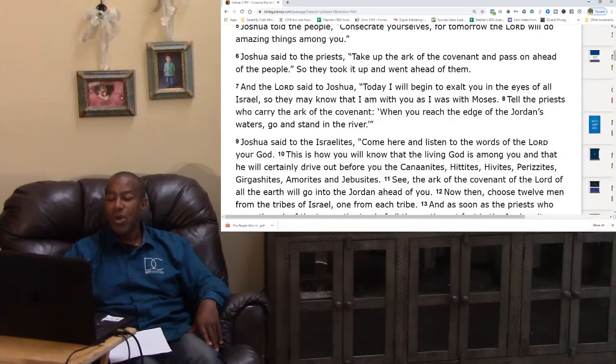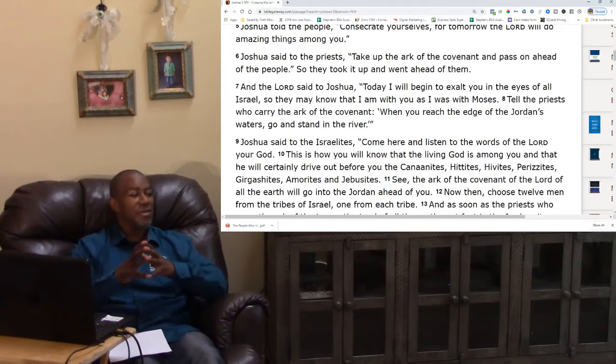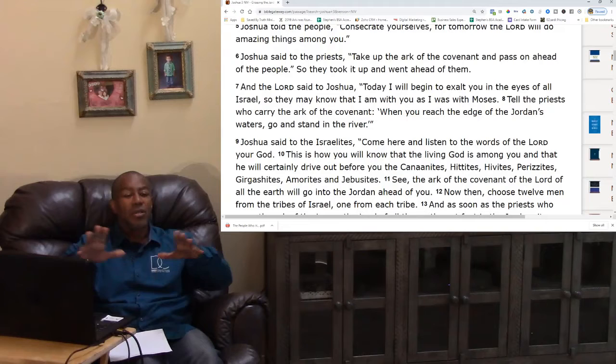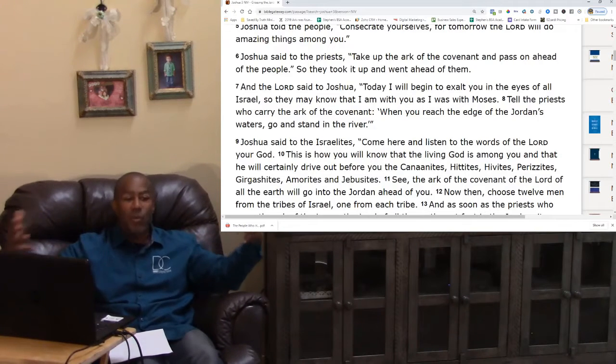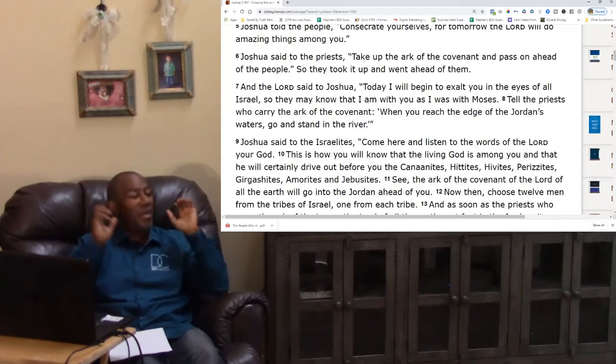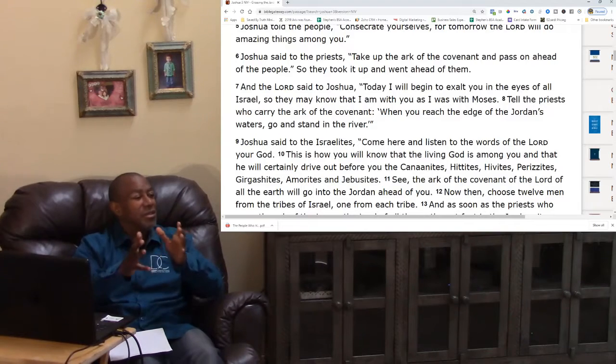Tell the priests who carry the Ark of the Covenant, when you reach the edge of the Jordan's waters, go stand in the river. So let me give you the preface. The Israelites were about to go into the Promised Land again. Remember, the grandkids weren't going into the Promised Land, but the Israelites, remember what they had to do? They had to cross the Red Sea.